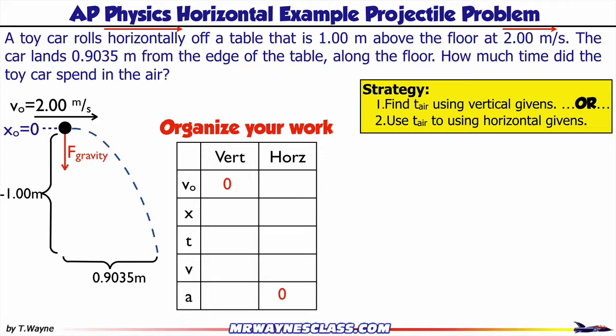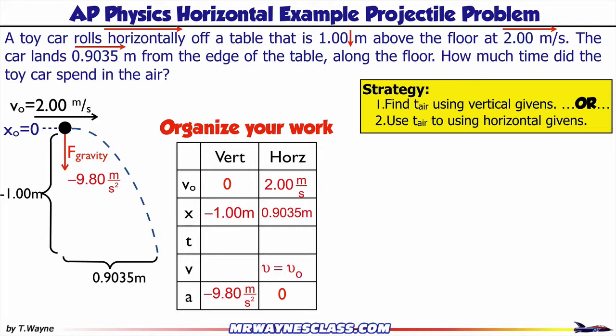The problem tells me it's traveling 2 meters per second off the table, so horizontally V0 is equal to 2. That's where it goes in the space of the givens table. It's falling down 1 meter, so that's negative 1 meter, and it's moving over 0.9035 meters, so there's 0.9035 meters. And the acceleration vertically is negative 9.8 meters per second squared because gravity is what's doing the accelerating, and all objects accelerate the same without air resistance near the surface of the Earth. So we're all set.